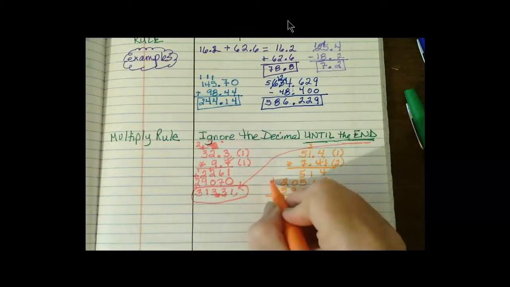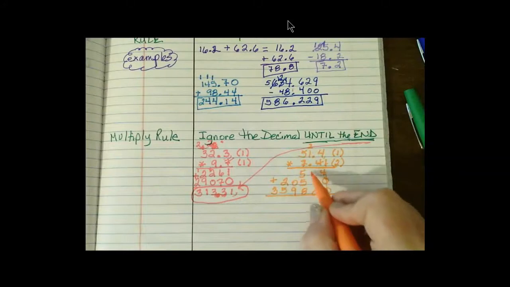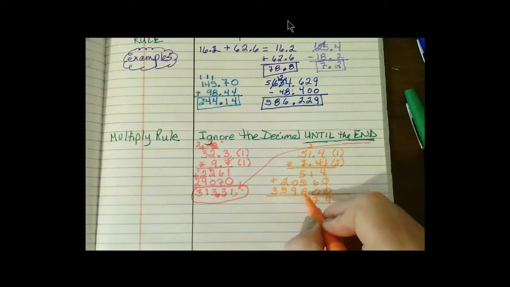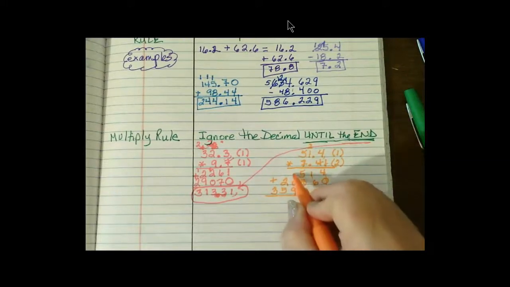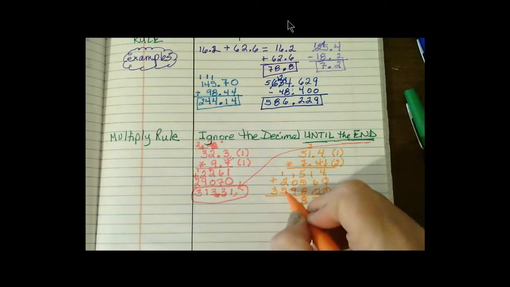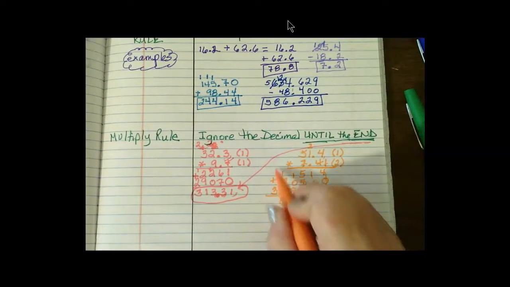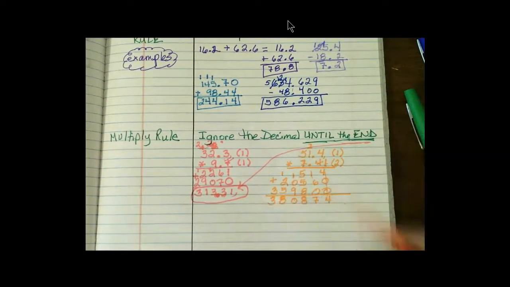So now I'm going to add this all together. 4. 6 plus 1 is 7. 5 and 5 is 10. Plus 8 is 18. So 8, carry the 1. 9 plus 1 is 10. So 0 and carry the 1. 5 and 2 is 7. Plus 1 is 8. And then 3, there's nothing up there, so I just bring the 3 down. All right, 380874. Those are my digits when I'm done multiplying.